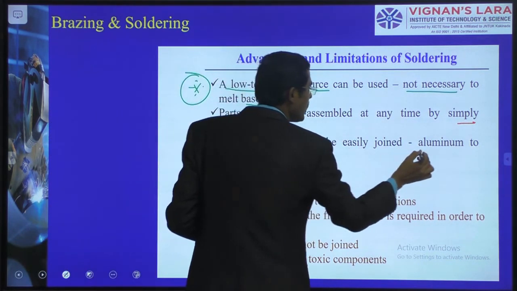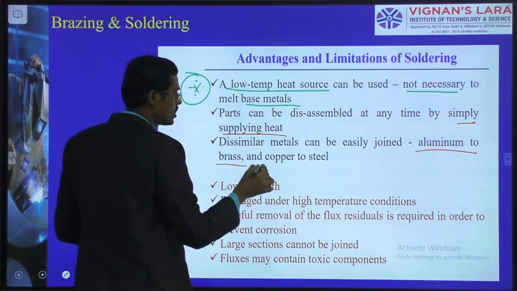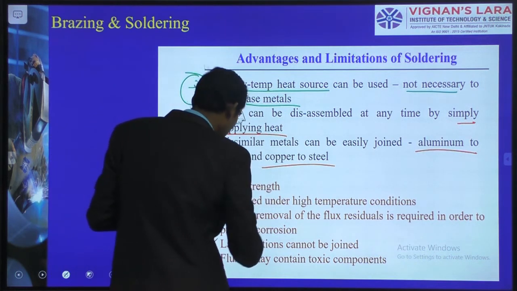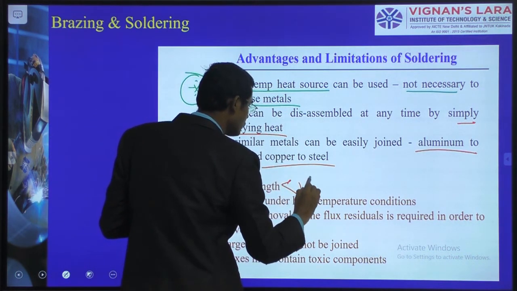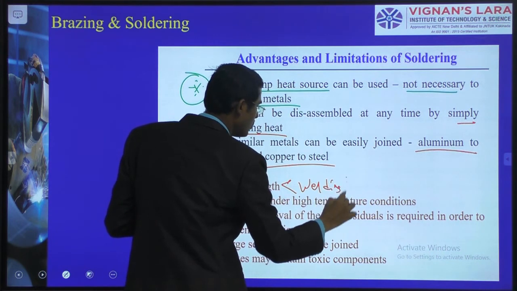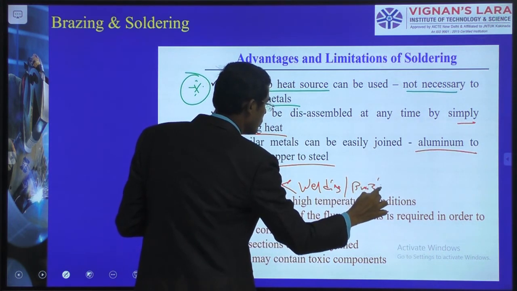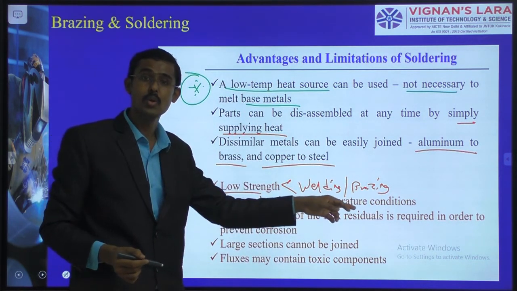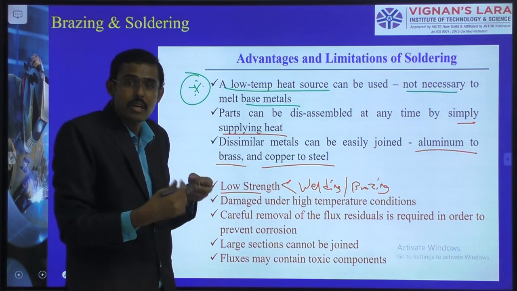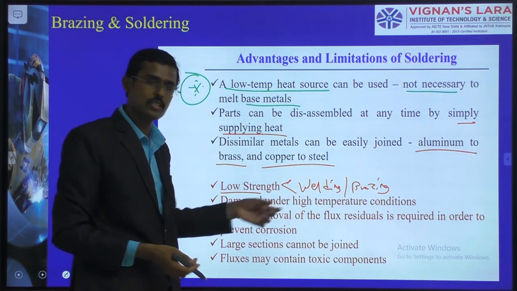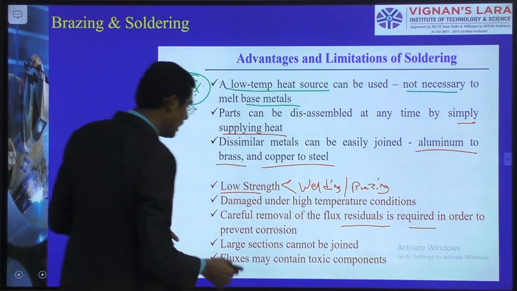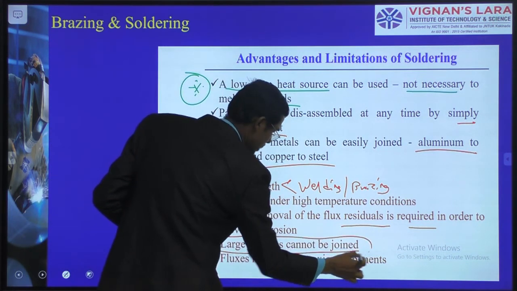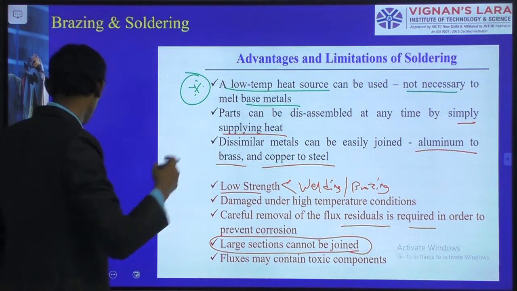Dissimilar materials can be easily joined, such as aluminium and bronze, and copper to steel. What are the disadvantages then? The strength is low, less than that of welding and brazing. Damage under high temperature conditions: we can't go to high temperature because the tin and lead will go over their melting points. Careful removal of flux residues is required. Large sections cannot be joined, so it is used for electronic components only. Some of the disadvantages are like this.